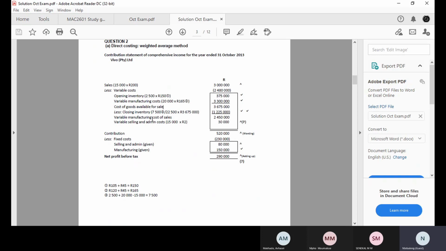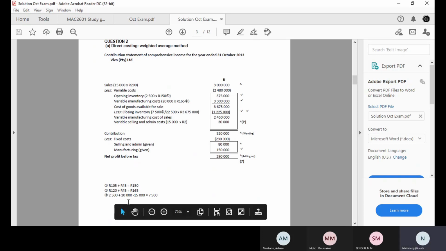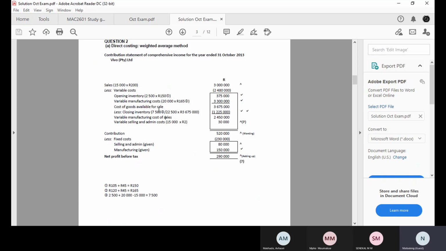Then your closing. How did they get their closing? You say opening plus produced minus the 15, which is what's been sold. Then you get your 7.5. And then you do that whole apportionment. So you say 7.5 over the total produced, that's your opening and your current production, 22,500. You apportion it against the cost of goods for sale. Then you get your closing. Then the rest is your manufacturing, I mean, that's your cost of sales.